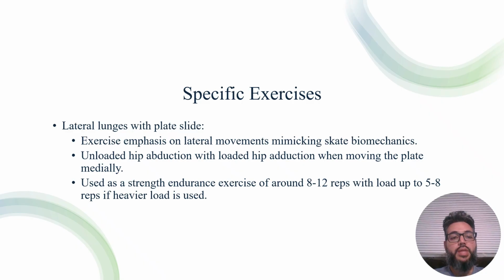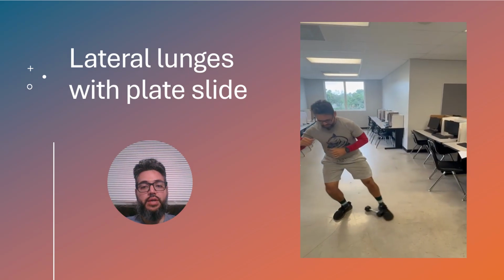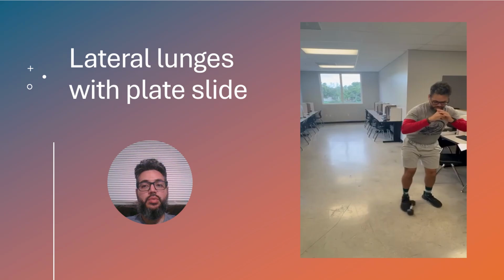Now the lateral lunge with plate slide, it emphasizes on lateral movements mimicking the skate biomechanics, unloaded hip adduction with loaded hip adduction when moving the plate. You can use as a strength endurance base, 8 to 12, maybe with a heavier load of 5 to 8. And then here, as you see, lunge to the side, and then the other leg will adduct, bringing the weight. And then the same thing, I'll lunge to one side, adductor, bringing the weight.